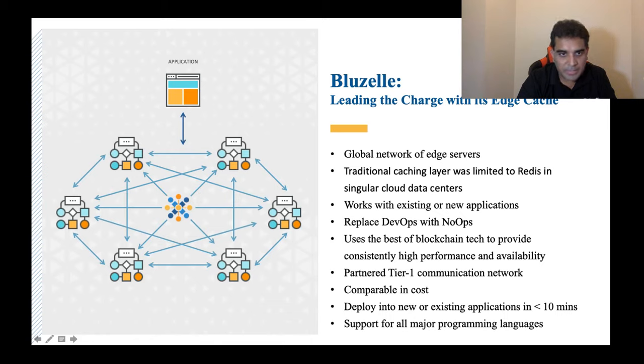And of course, as we already mentioned, we're using the best of blockchain technology, namely decentralization, to provide you with the high performance and availability. Those are the two key things that we see. Those are the two key things that people are looking for out of their cache. They want to make sure it's performant, and of course, it's always available. Now, Bluzelle has been working consistently with a Tier 1 communications network. That Tier 1 communications network allows us to have dedicated pipelines to connect all our nodes together.